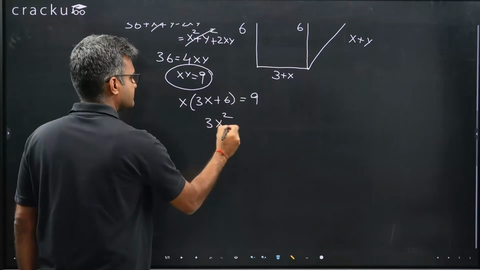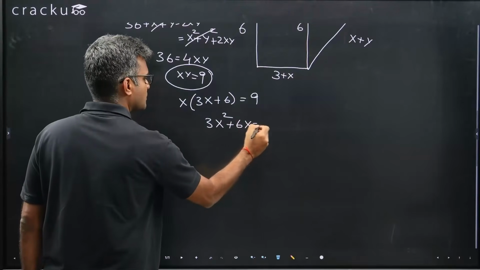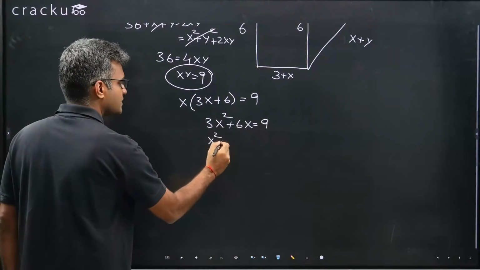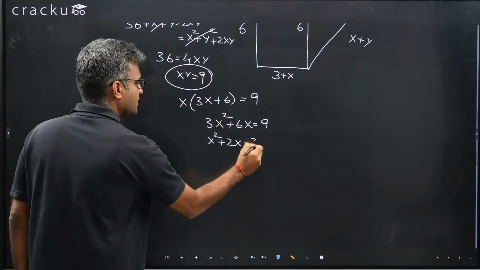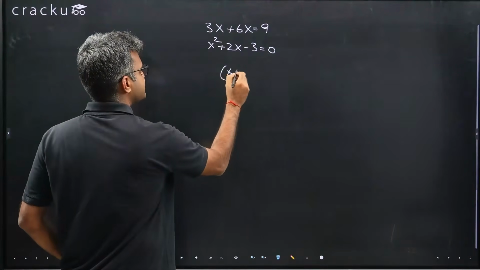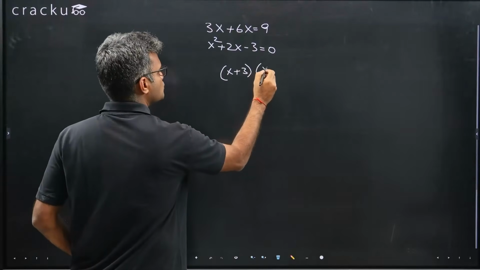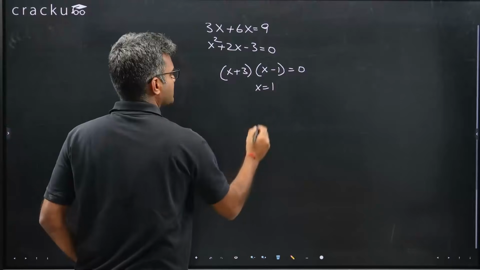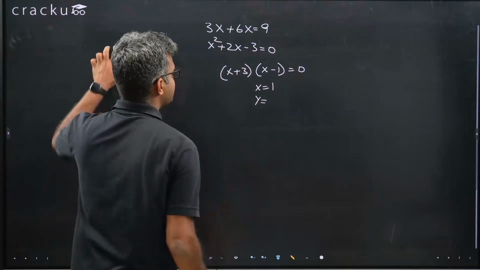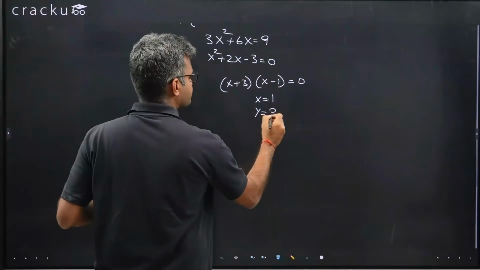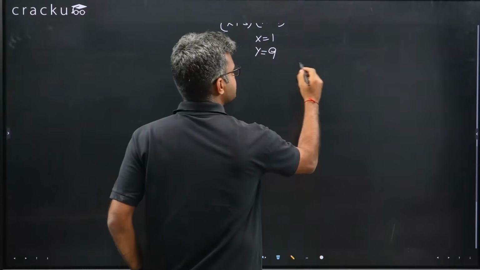So x into 3x plus 6 is equal to 9. 3x square plus 6x is equal to 9. We can divide this equation by 3. You are going to get x square plus 2x minus 3 is equal to 0. This would be x plus 3 into x minus 1 is equal to 0. So the value of x is 1 and the value of y, which is equal to 3x plus 6, will be equal to 9. So the trapezium will be something like this.